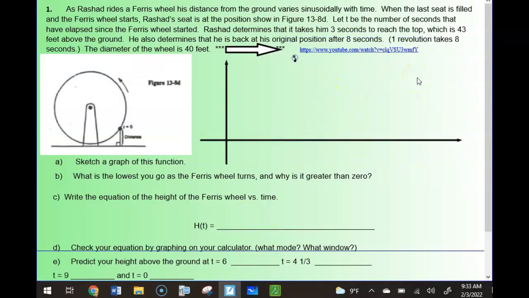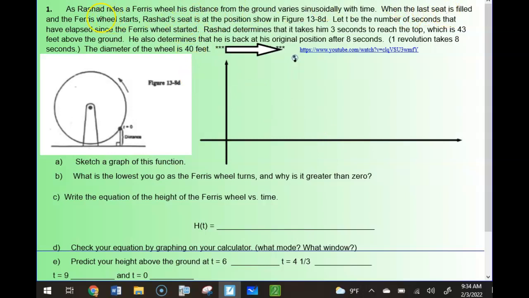It says, as Rashad rides a Ferris wheel, his distance from the ground varies sinusoidally with time. Remember, that doesn't mean we have to graph it as a sine necessarily. It could be a cosine. Most often, for the functions we graph, we're going to want to write a cosine equation, because we know the highest and the lowest, and we want to start at one of those, which makes it a cosine. Rarely do we want to start at the midline.